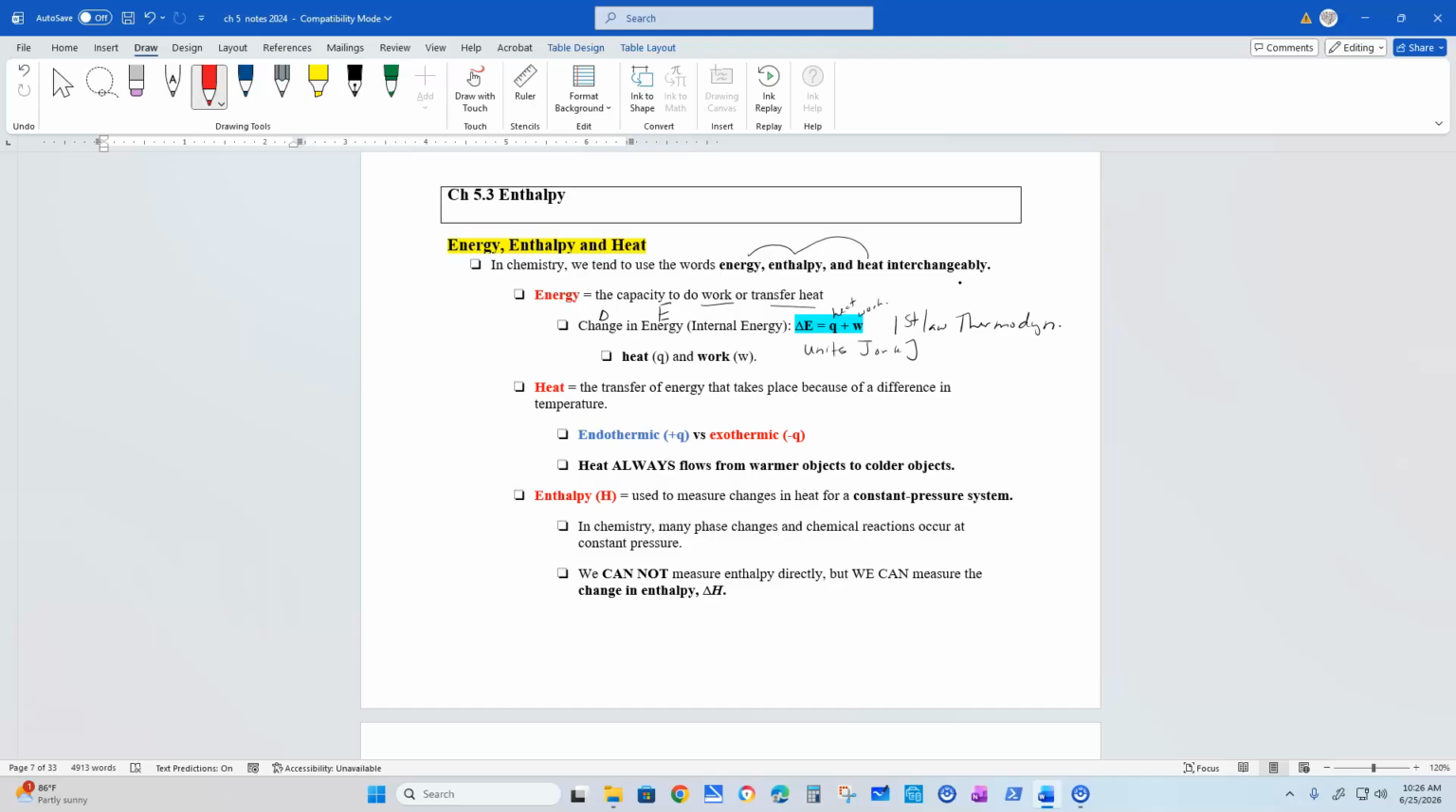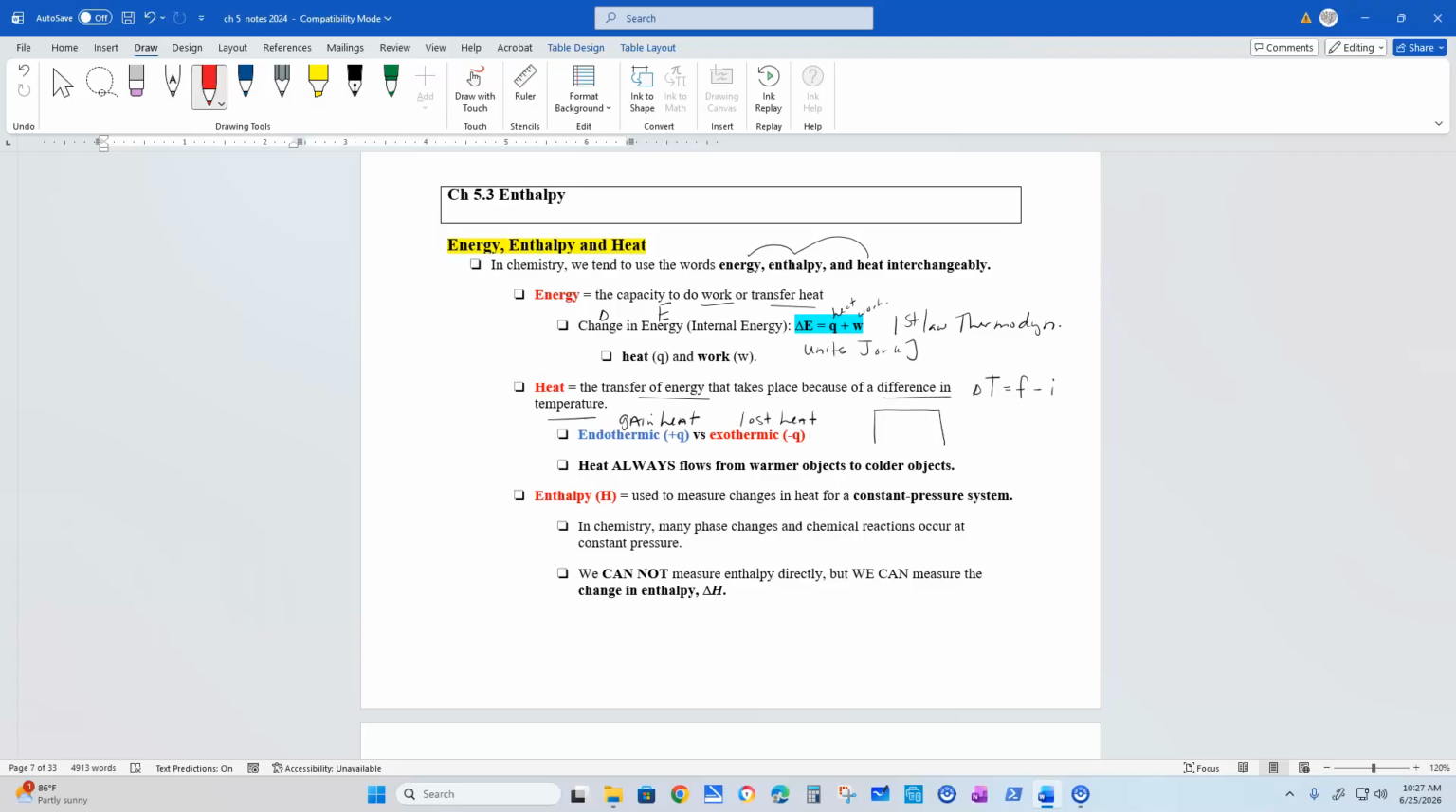Whereas heat alone is only looking at the transfer of energy when you have a difference in temperature. So when temperature changes, we call that delta T. When you have a final value versus an initial value, how did that temperature change? If it gained heat, we call that endothermic. So this would be gaining heat. If it lost heat, we call it exothermic. So positive Q versus negative Q.